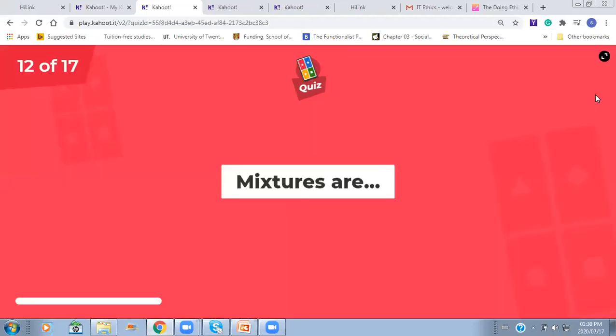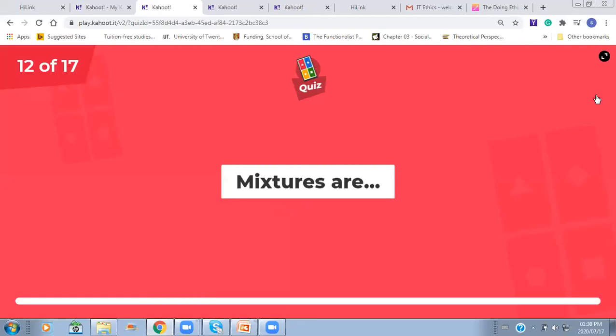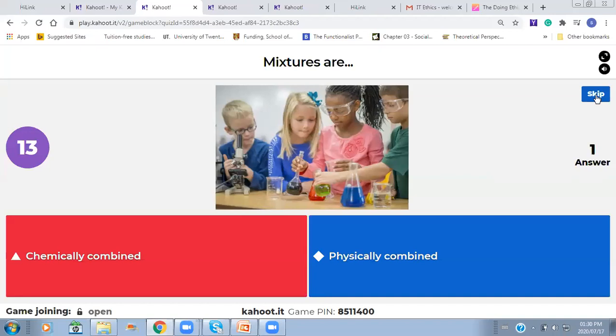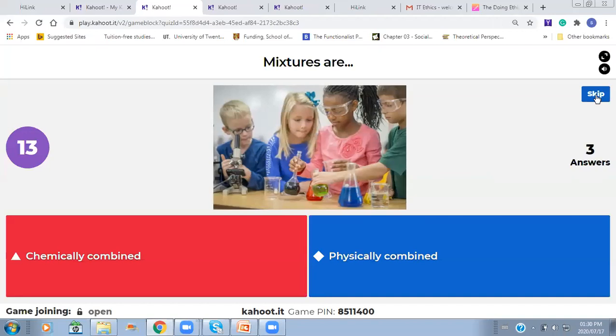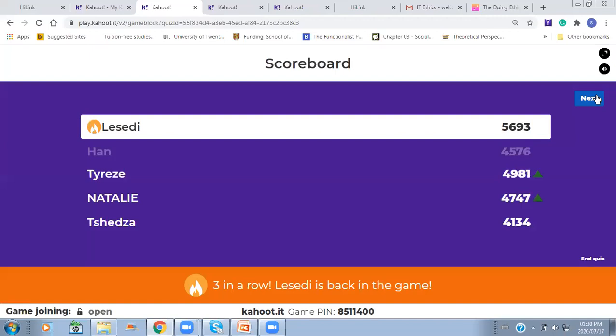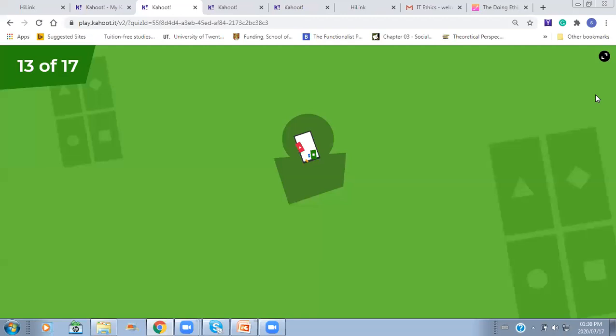Mixtures are chemically combined or physically combined? Which one is the answer? Physically combined. Perfect. Let's see, Tyrus is on top, followed by Natalie, Han, and Caesar. Let's keep pushing.